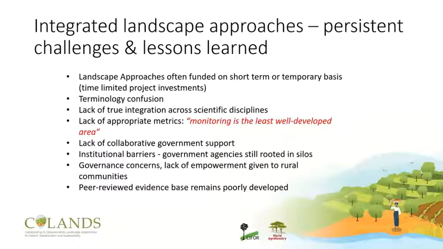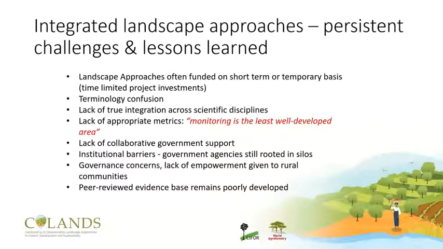There's still a lack of appropriate metrics. Monitoring is the least well-developed area. We still don't have a gold standard for how to assess the performance of landscapes. There are some emerging areas here. There's the Landscale initiative, which the Rainforest Alliance is involved in, and I think that's one metric that might be useful. But as yet, there's nothing that's grabbed the collective attention and been applied to multiple landscapes. So again, that's an area that needs work.